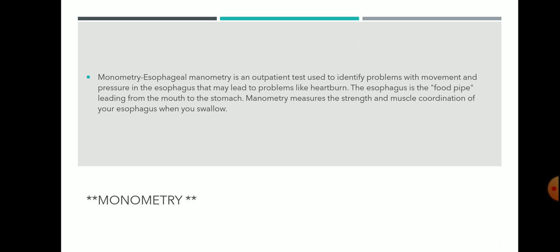Manometry, esophageal manometry, is an outpatient test used to identify problems with movement and pressure in the esophagus that may lead to problems like heartburn. The esophagus is the food pipe leading from the mouth to the stomach. Manometry measures the strength and muscle coordination of your esophagus when you swallow.